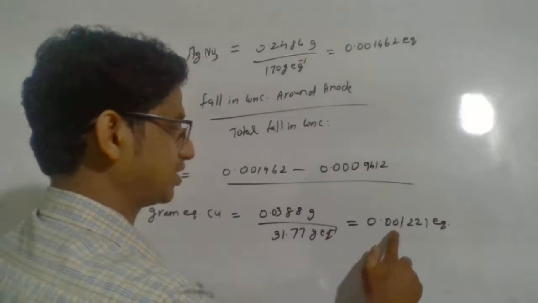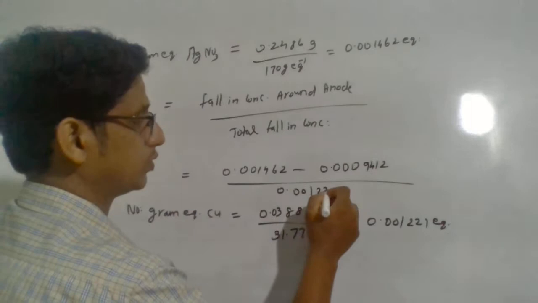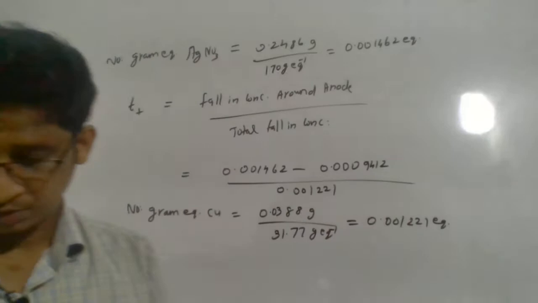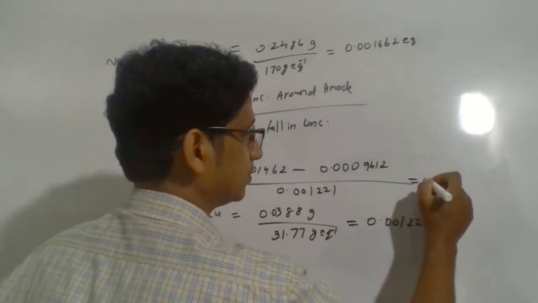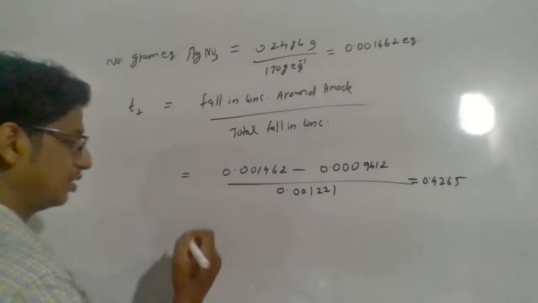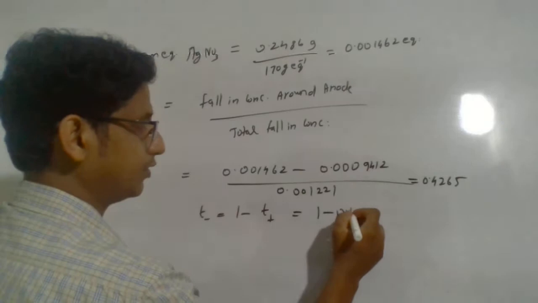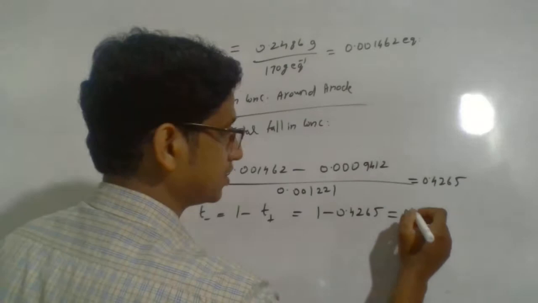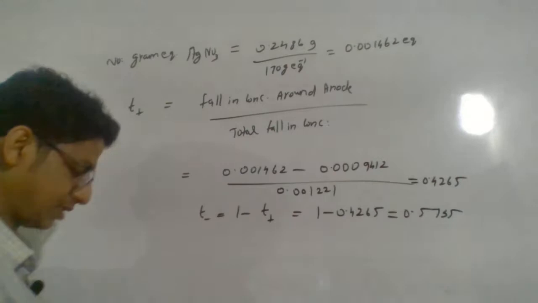So substitute this value here, 0.001221. Substitute that, and you will get an answer around 0.4265, which is the transport number of cation. Having got the transport number of cation, you can find the transport number of anion by using the equation 1 minus T plus. So 1 minus 0.4265 will give you the transport number of anion, 0.5735. That's the first problem for you.